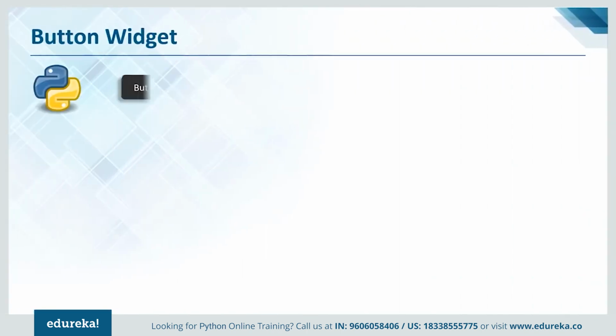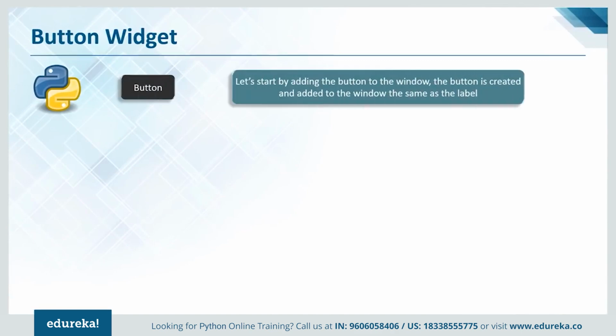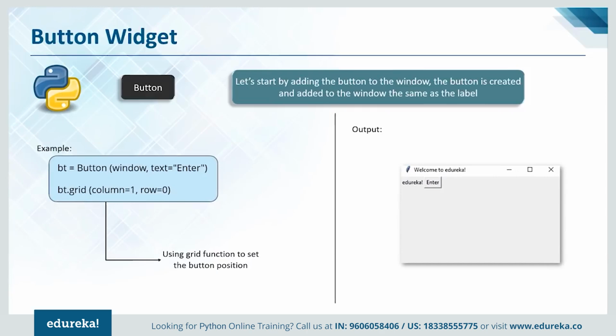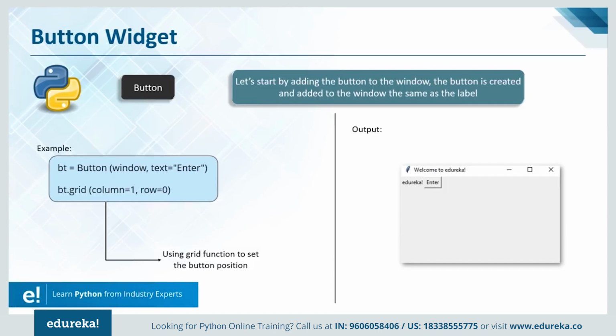And next up is the button, guys. It is very similar to the label widget, to be honest with you. All we do is create a variable and use the widget syntax to define what the button has to say. Also, here we'll be using a function called the grid function, which is used to set the position of the button on our particular window.